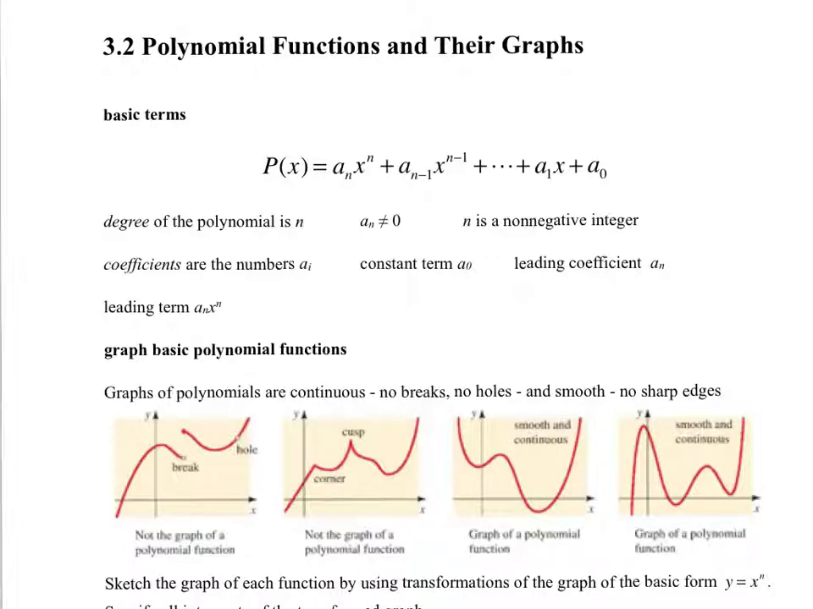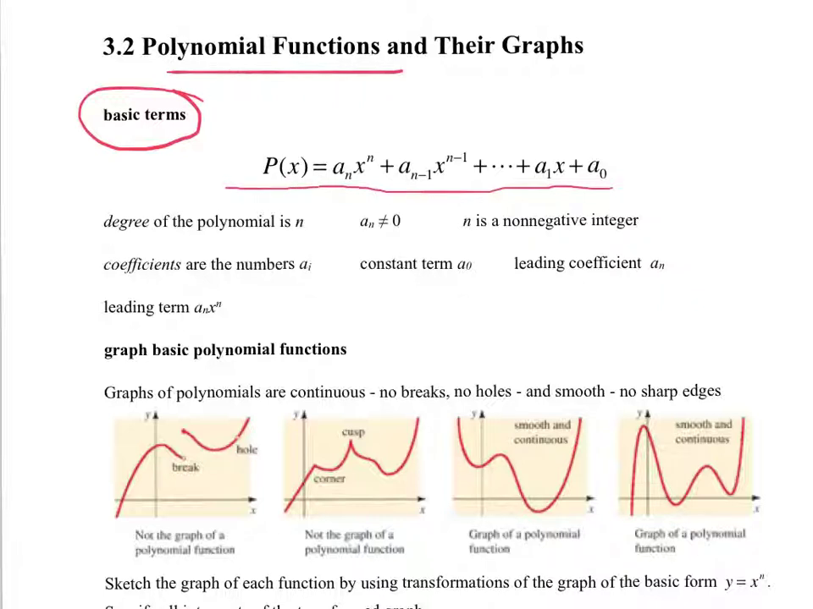We started out this section just talking about some general terms that we need for discussing polynomial functions. A polynomial function is just a collection of terms that looks something like this. It looks kind of bizarre and unusual, but here's an example of a polynomial function p of x, which is equal to, let's just say, 2x to the fourth power plus x to the third power minus 4x plus 1.